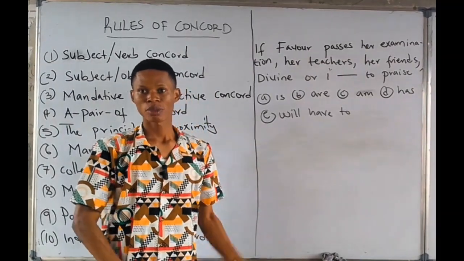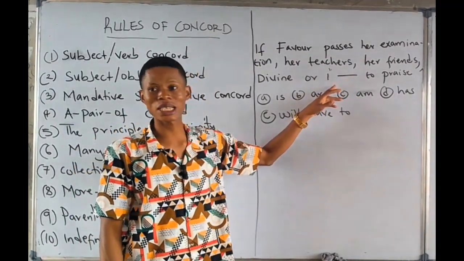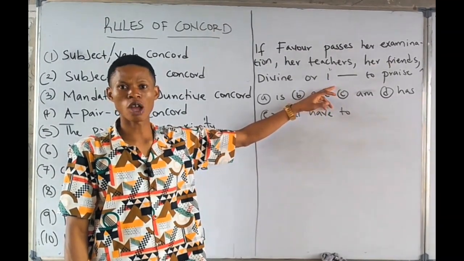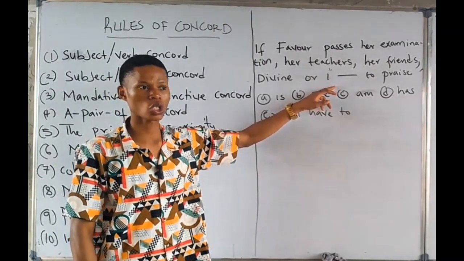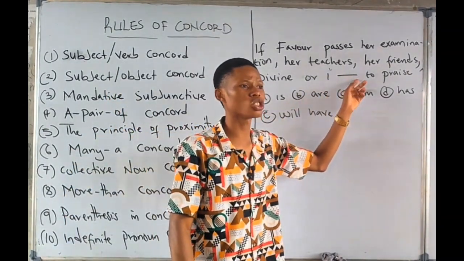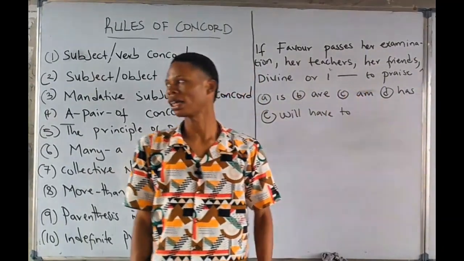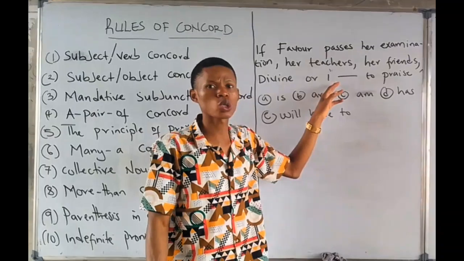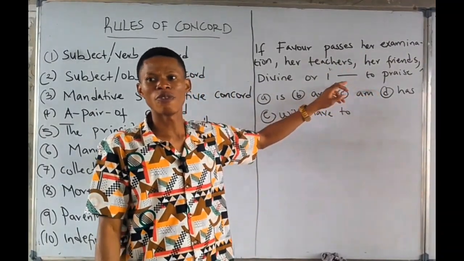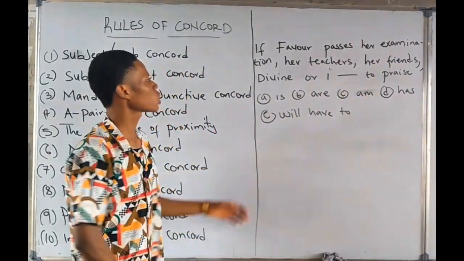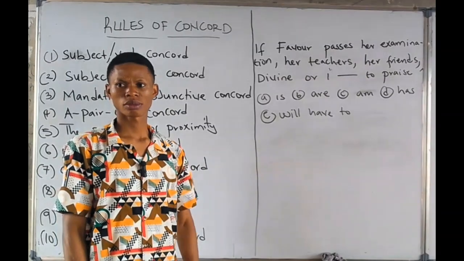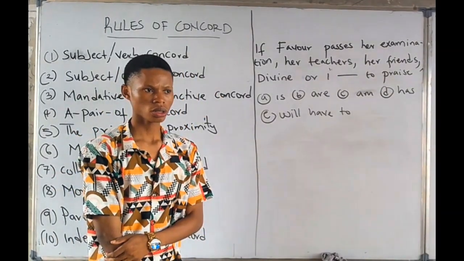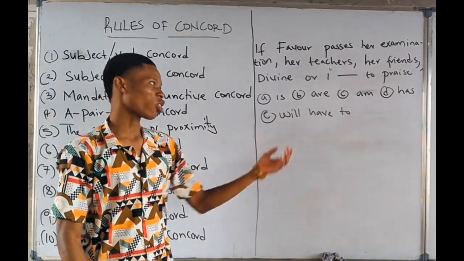Do you get that? So the pronoun closest here, is it singular or plural? I, is it singular or plural? Singular, right? So you know that the verb that is here should be what? Singular. That's the principle of proximity. The one closest is what will determine the verb used. So in this case, what will be your answer? Is it is, are, has, will, have to? Okay, the correct answer here is am.